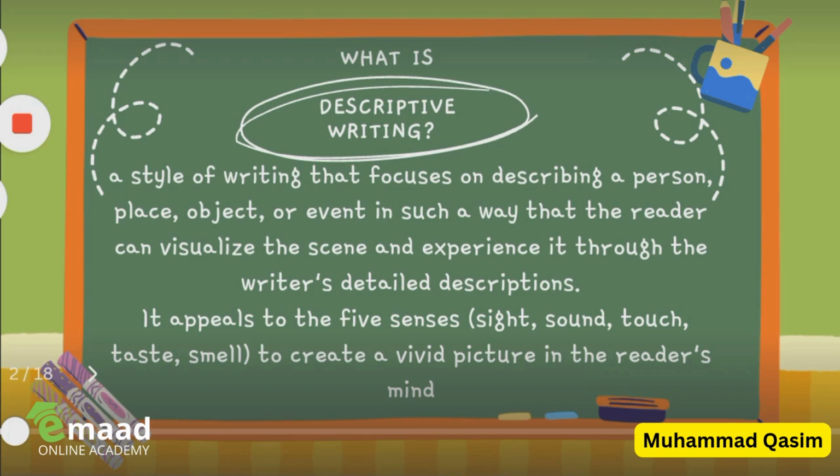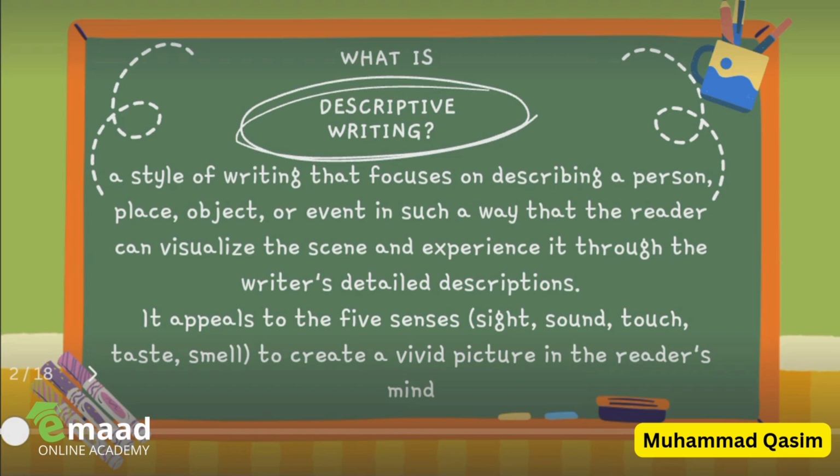So when the writer gives all these things successfully in his piece of writing, the reader also can visualize through those words the images that are packed in them, or the images that have been sewn into that text, that have been coded into that text. Visualize the scene and experience it through the writer's detailed descriptions. So how does the writer describe it?